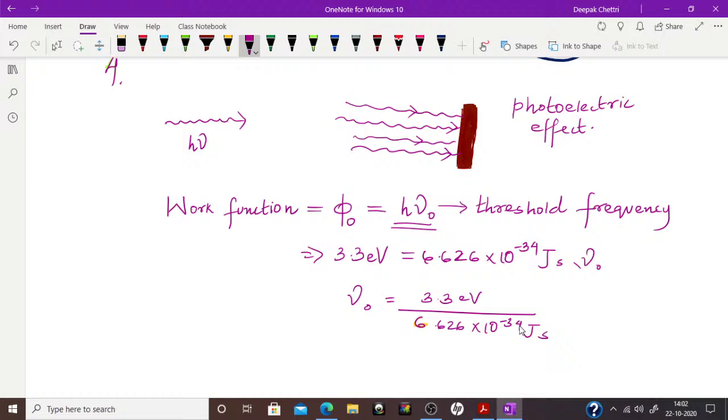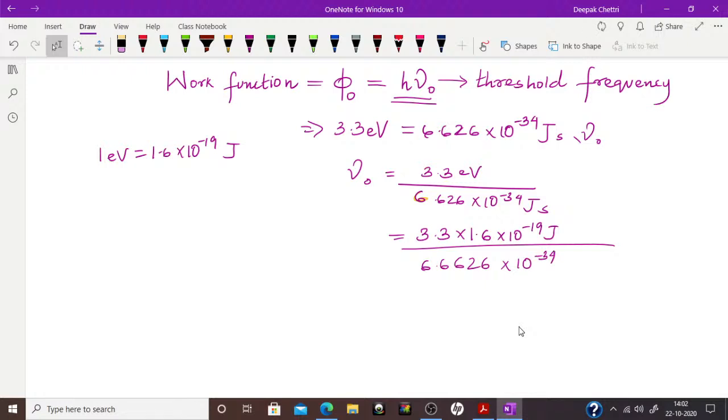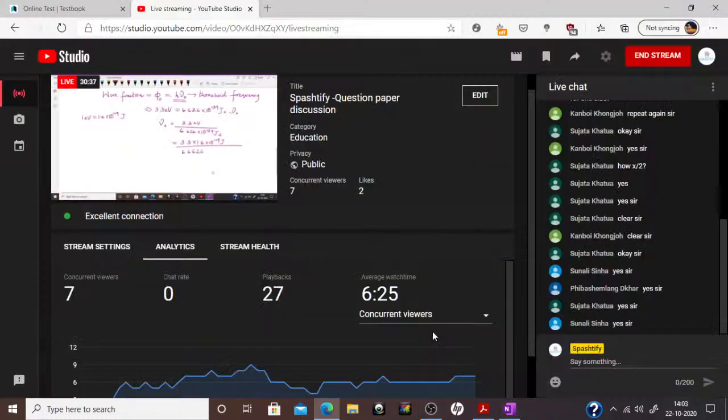Now electron volt is a unit of energy, and 1 electron volt is equal to 1.6 into 10 to the power minus 19 joule. So we have to convert them to the same unit, so the answer will be 3.3 multiplied with this to get it in joules, divided by 6.626 into 10 to the power minus 34 joule second. So cancel joule and joule, and the answer you will get after solving this will be in per second or hertz. Is it clear, yes or no?